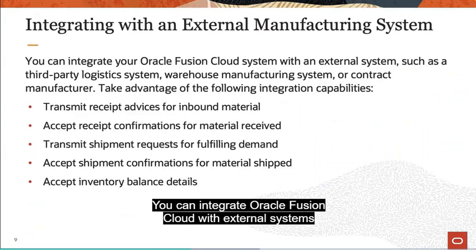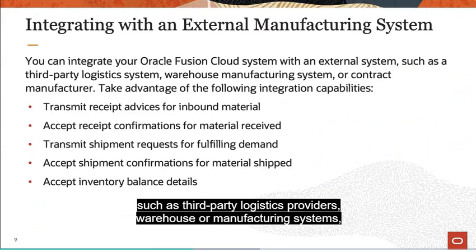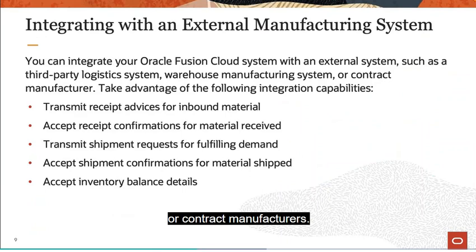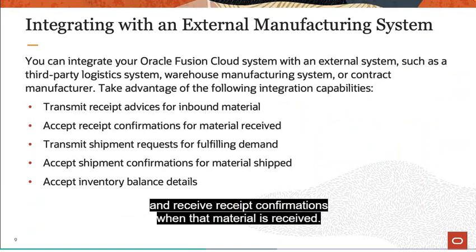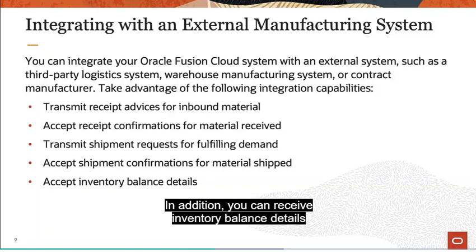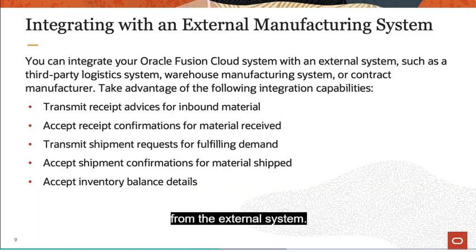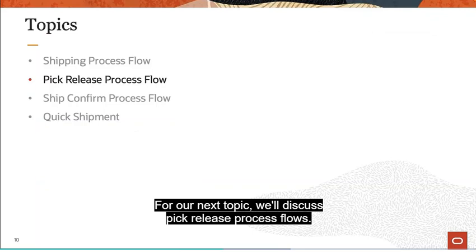You can integrate Oracle Fusion Cloud with external systems such as third-party logistics providers, warehouse or manufacturing systems, or contract manufacturers. With these integrations, you can send receipt advices for inbound material and receive receipt confirmations when that material is received. You can also send shipment requests to support demand fulfillment and accept shipment confirmations when material is shipped. In addition, you can receive inventory balance details from the external system.